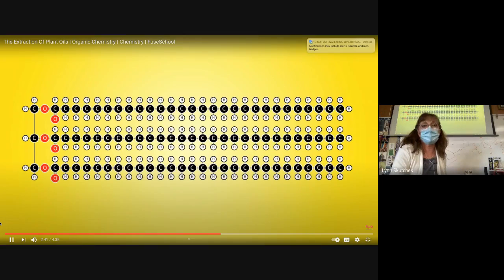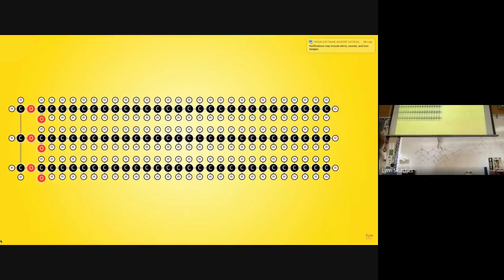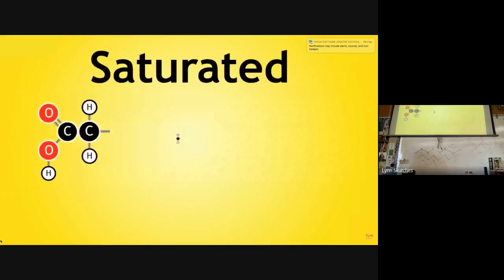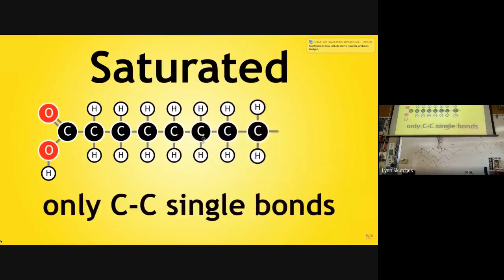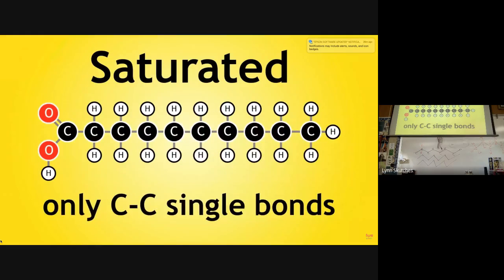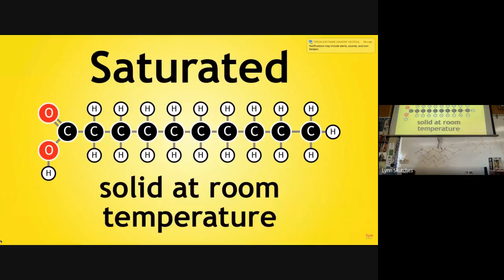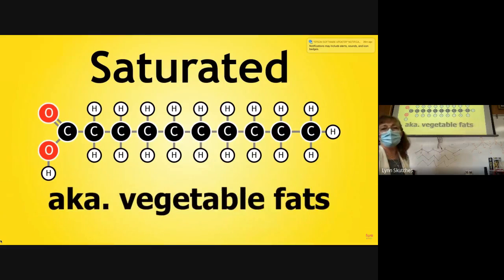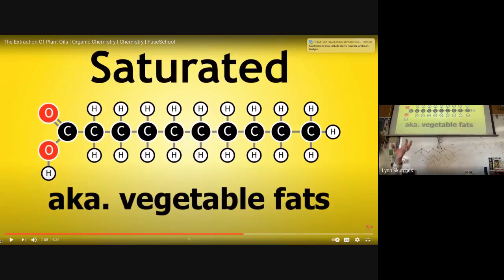Okay, good question. These tails can be saturated or unsaturated. The term saturated means that there are only carbon-carbon single bonds. Saturated plant oils are solids at room temperature and are also known as vegetable fats. So fats tend to be solid, whether it's lard, whether it's vegetable fats, cholesterol, animal fats, are single bonded, saturated. They're holding all the possible hydrogens that they can.